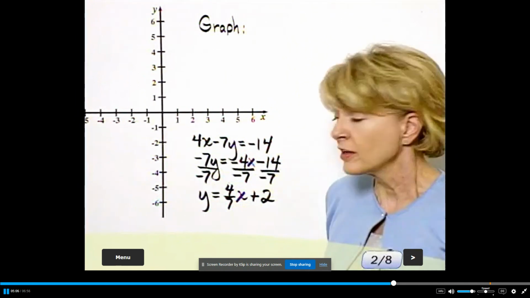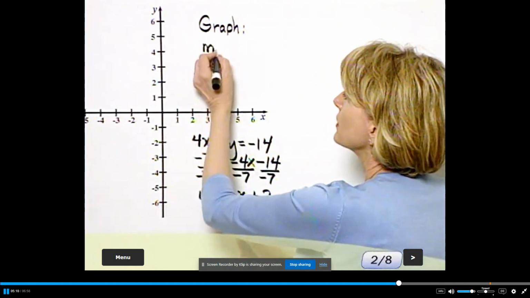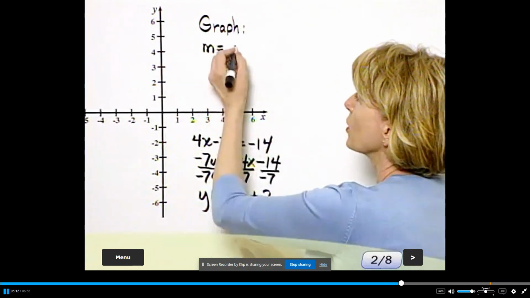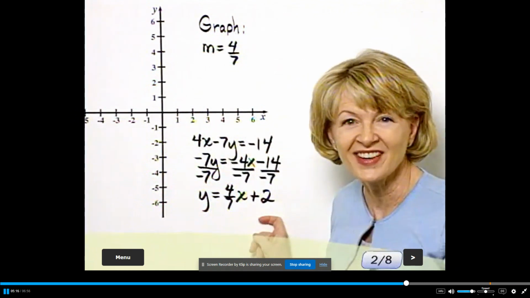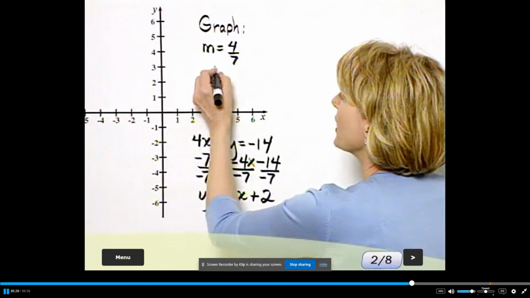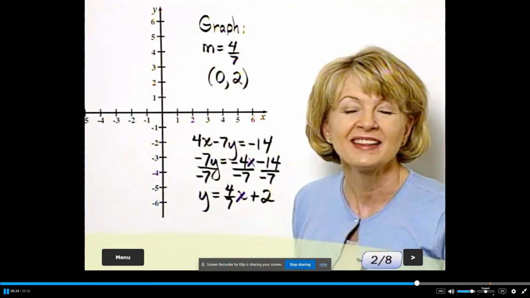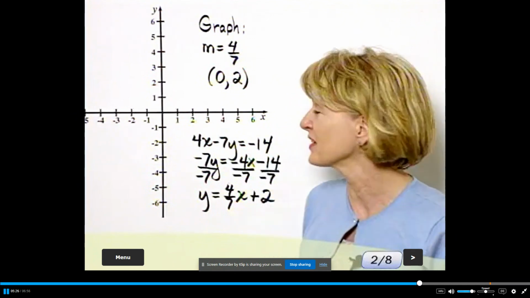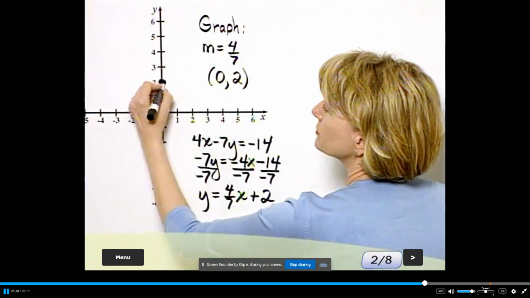Yes, that's correct. So what is the slope? The slope is 4 over 7. And what is a point of this graph? This is the y-intercept, (0, 2). So I do have this point, (0, 2). Let's use those two facts and graph the line. Here we have (0, 2).